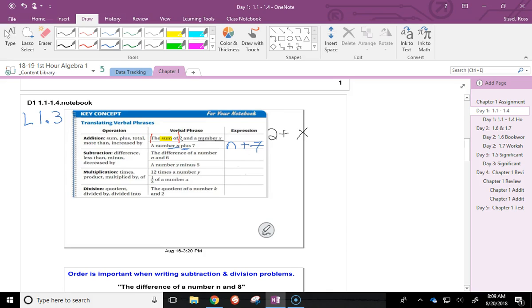Subtraction: difference, less than, minus, decreased by. So go ahead and try and do these first two for me. The first one said the difference of. I'm going to give you that hint. There's that phrase again, the difference of. And remember, this is the most important part with subtraction and division. You have to put your things in the correct order. I have to say 10 minus 8. I can't say 8 minus 10, or I'm going to get the wrong answer. With addition and multiplication, because of the associative property, you can switch those around. So be careful on this.